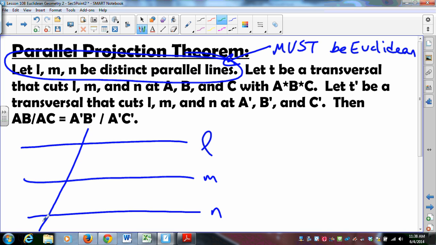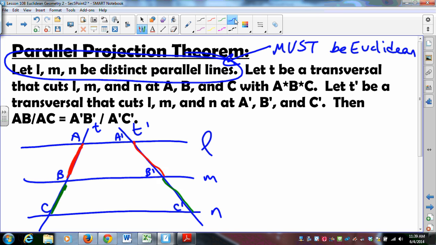T is a transversal that cuts L, M, and N at A, B, and C, B between A and C, so M is between L and N. T prime is some other transversal that cuts L, M, and N at A prime, B prime, and C prime. The claim is that the ratio between AB and AC, the ratio between red and green, is the same as the ratio between this red and this green. That's the claim. The ratio between the red and the green on T is the ratio between the red and the green on T prime.